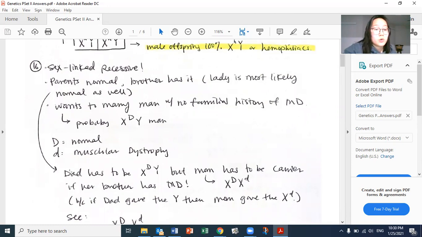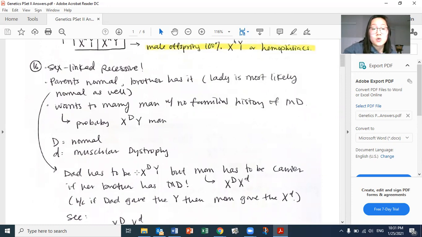The parents we're going to talk about, because her parents are both normal presenting, so neither of them has muscular dystrophy, but we know that the brother has it, so that means that somebody is a carrier, and we know that males cannot be carriers because they only have one X.